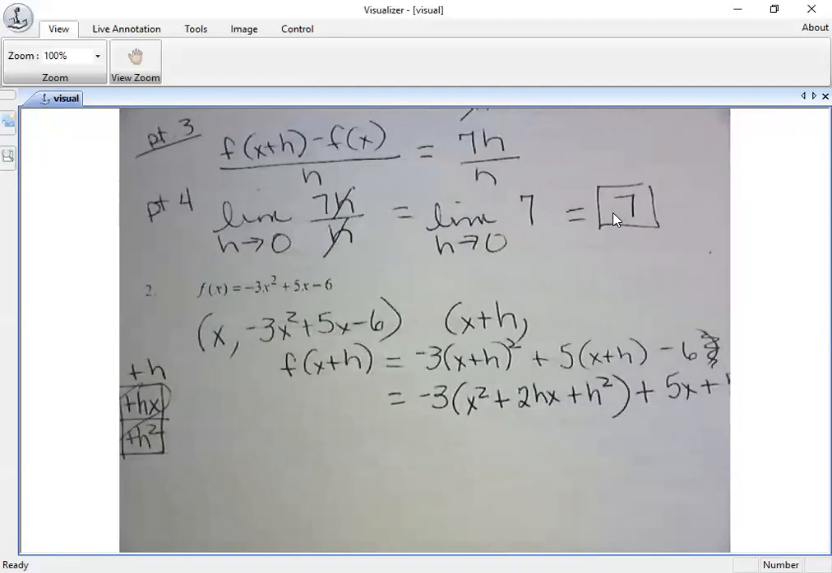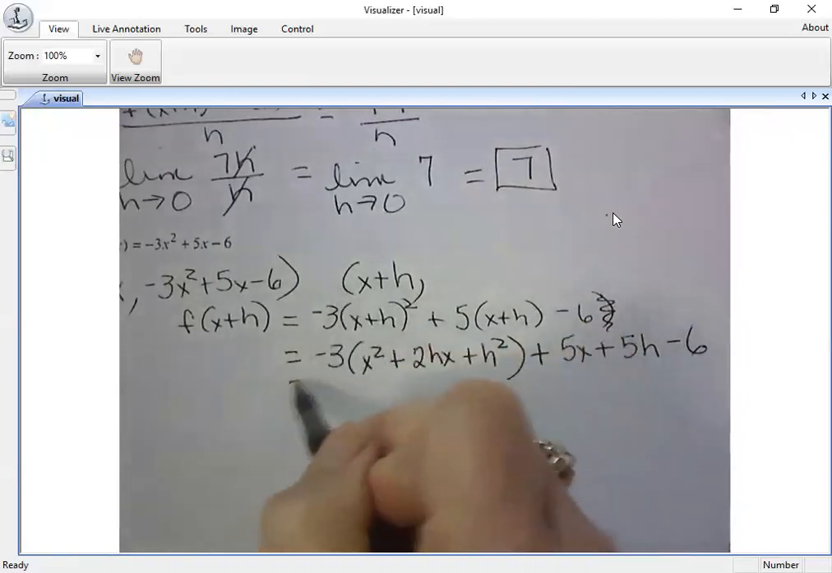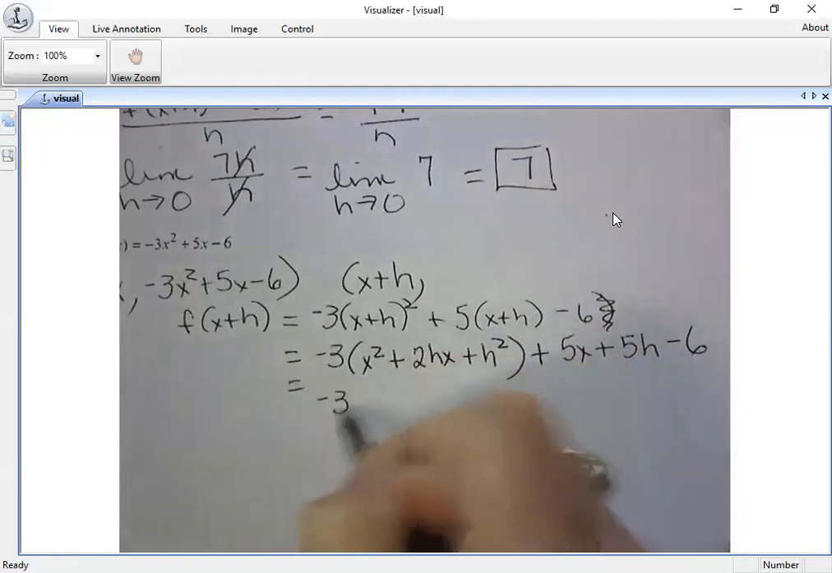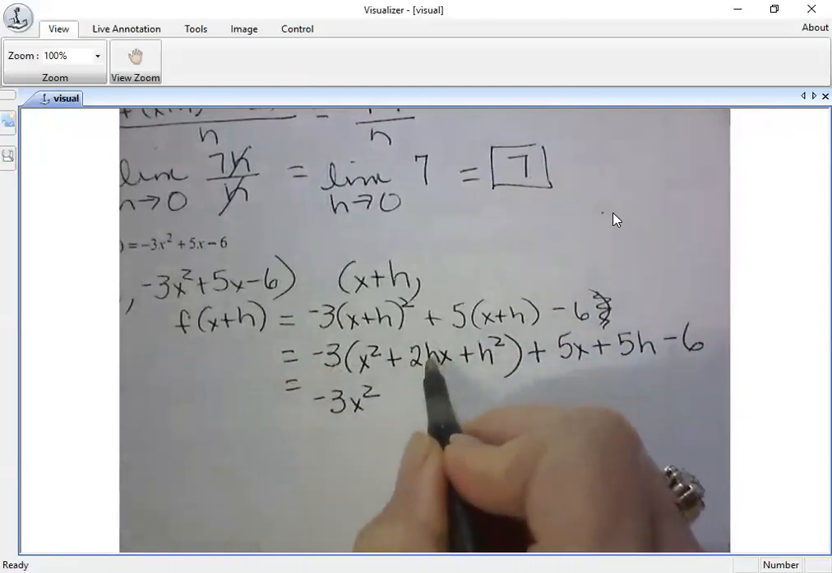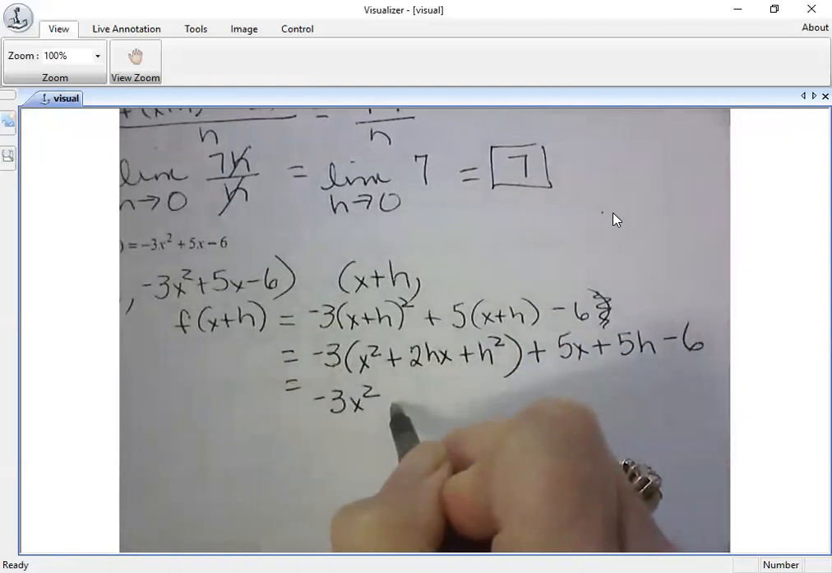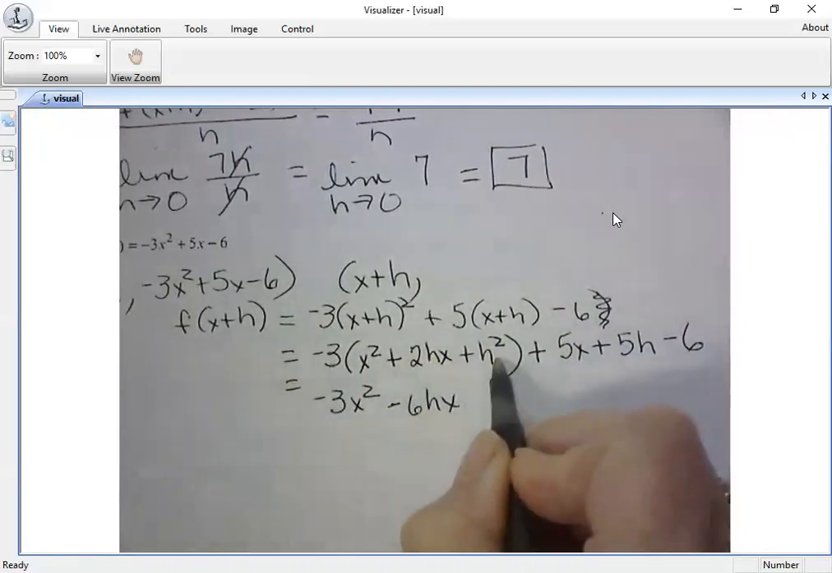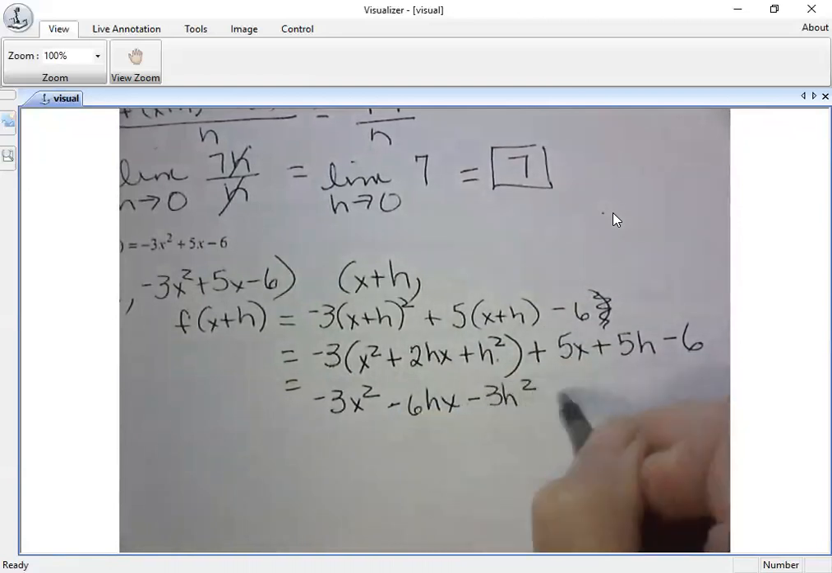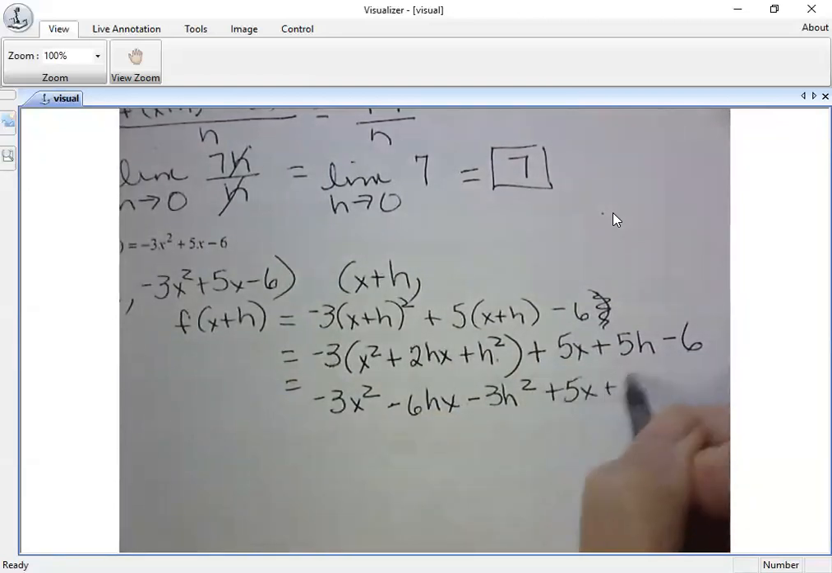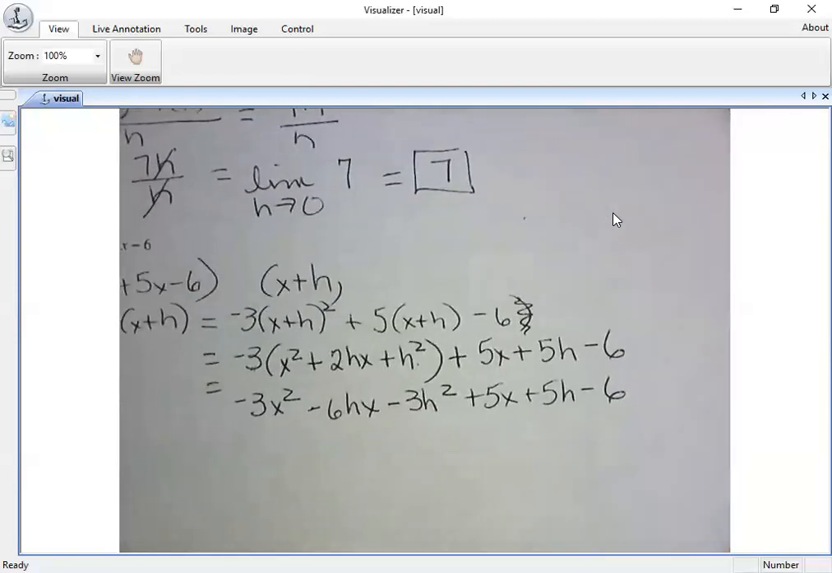And we still haven't finished because now we have to distribute what? We've got to distribute negative 3 through all of this. So that's going to be negative 3x squared minus 3 times positive 2hx is what? Minus 6hx. And then what's negative 3 times positive h squared? Minus 3h squared. Good. Plus 5x plus 5h minus 6. All right. Let's see if the magic happens.